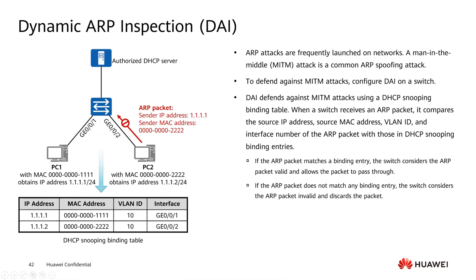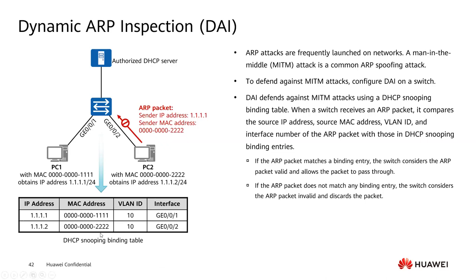Next one is DAI, Dynamic ARP Inspection. It works in the access switch, layer 2 switches. It checks the ARP messages, like the ARP request and ARP response, and it can work with DHCP snooping or statically configured entries.